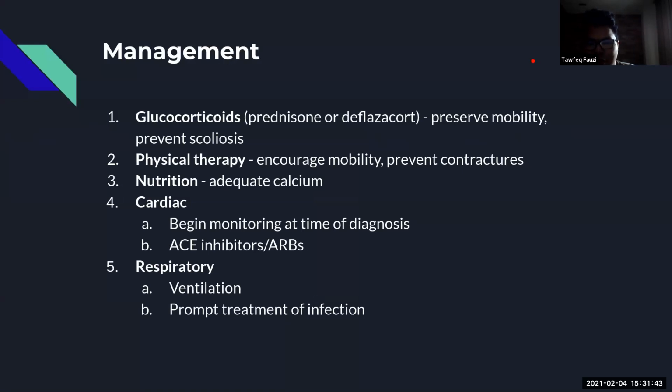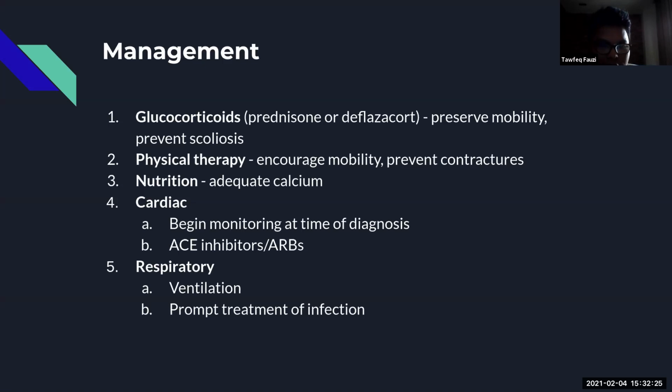So this is just brief management for Duchenne. There is no cure for Duchenne, but there are a lot of symptomatic and supportive methods. The first one is administration of glucocorticoids, to preserve mobility and to prevent scoliosis. The second one is physical therapy, also to encourage mobility and to prevent or delay contractures of tendons or muscles. Next is to provide adequate nutrition to the patient, the important one being calcium to prevent osteoporosis.